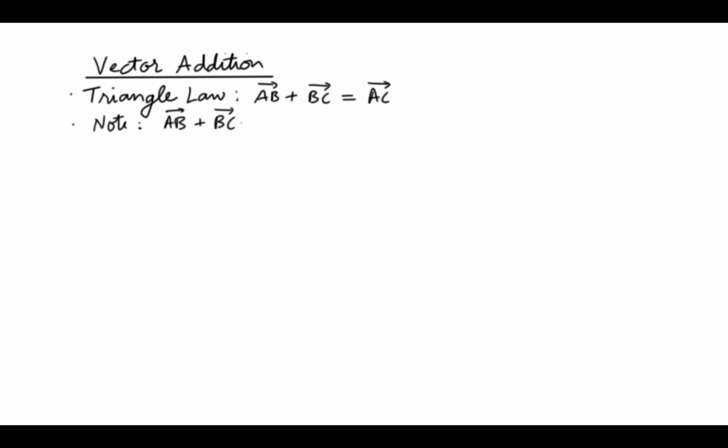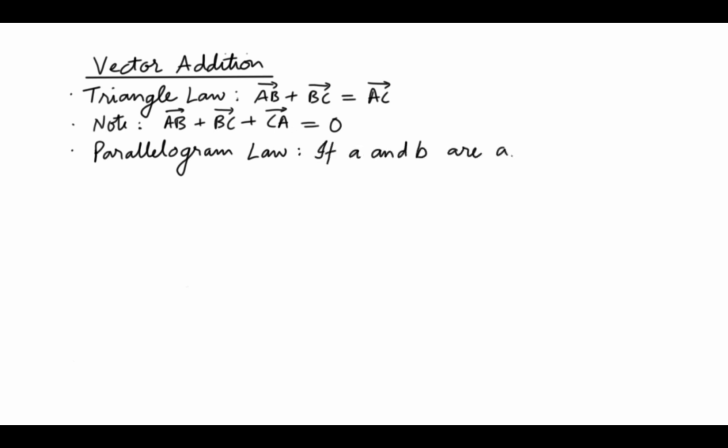So the triangle law of vector addition: AB plus BC equals AC. An interesting takeaway here is that if you take the sides of a triangle in a continuous cyclic order, the resultant sum drops to 0 because your starting and ending points completely overlap.